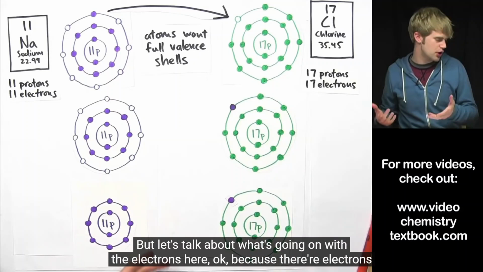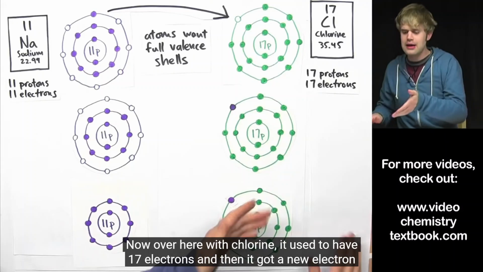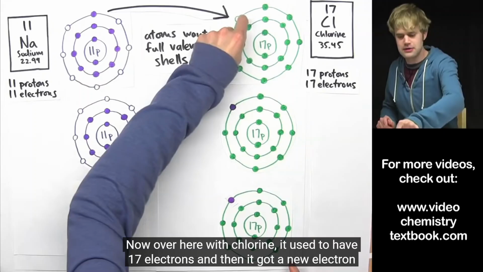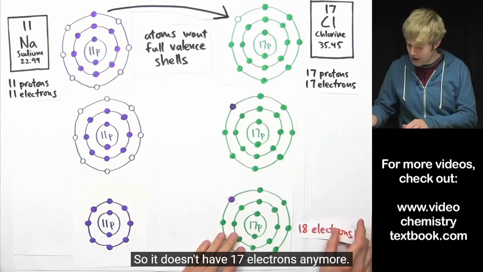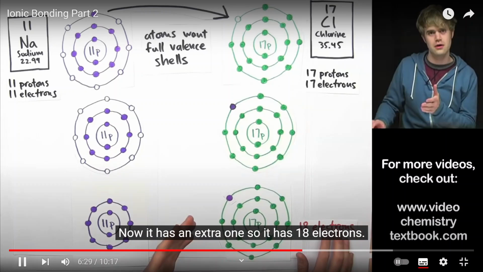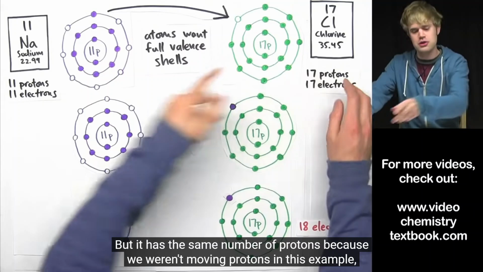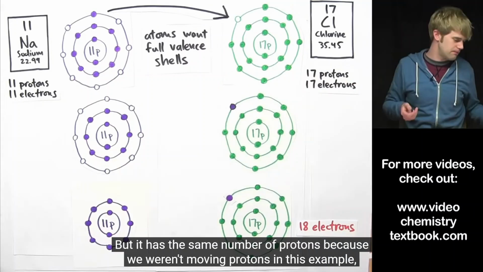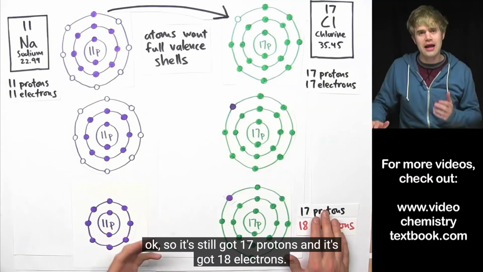Because there are electrons moving. Now, over here with chlorine, it used to have 17 electrons, and then it got a new electron from sodium. So it doesn't have 17 electrons anymore. Now, how many does it have now? 18. Ooh. It has an extra one, so it has 18 electrons. But it has the same number of protons because we weren't moving protons in this example. So it's still got 17 protons, and it's got 18 electrons.